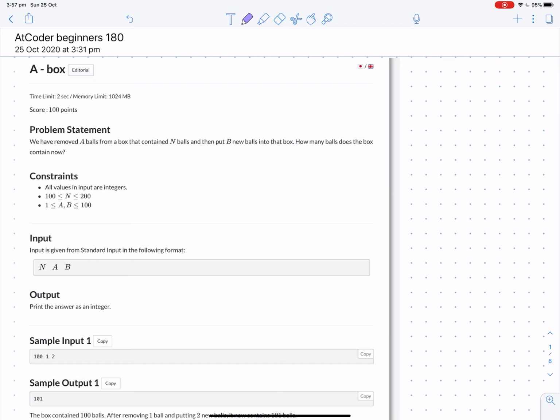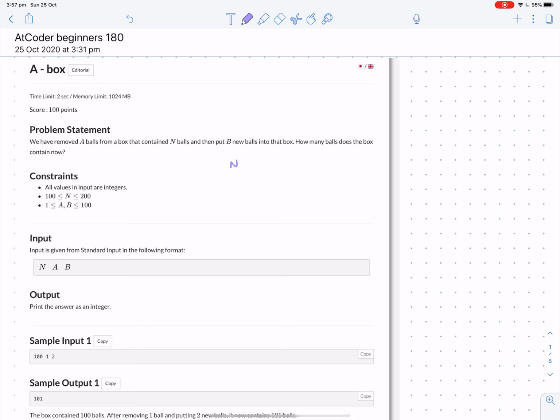Okay, AtCoder's Beginner Contest 180. Let's have a look at 4 of the problems. First one, very easy. The problem statement: we've removed A balls from a box that contained N balls and then put B new balls into that box. How many balls does the box contain now?